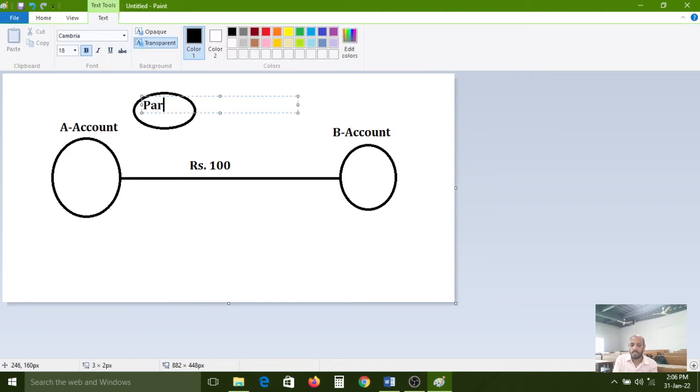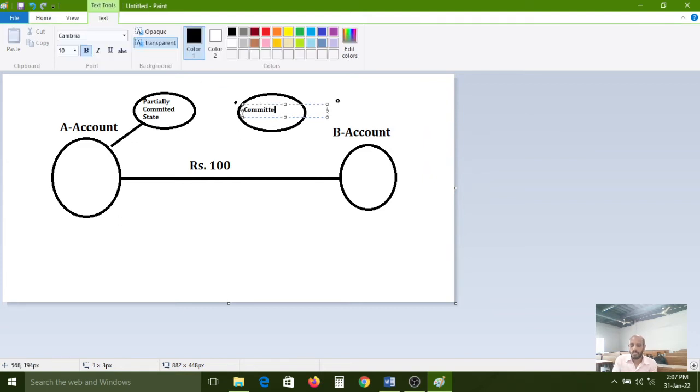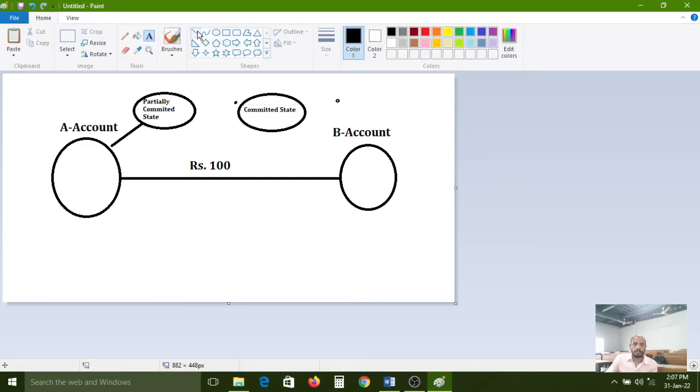Carefully observe here. Partially committed state. And after that, committed state. So from the committed state, the amount is credited in B account's database.